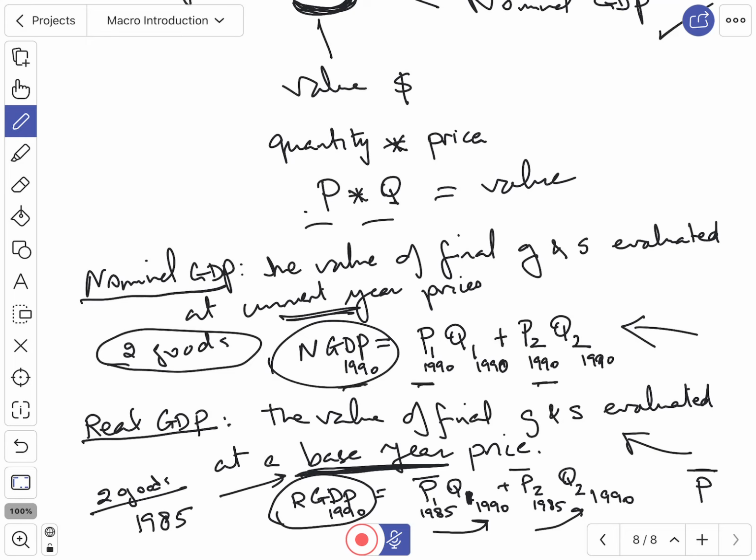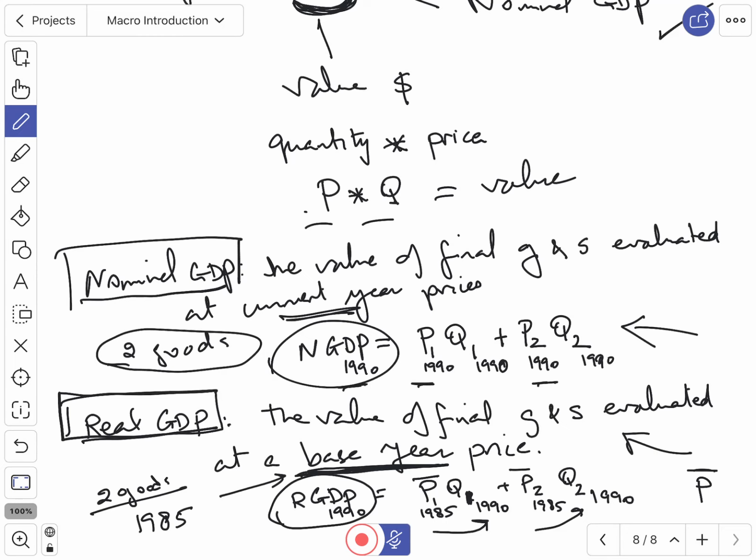Again, this one is the focus of economic growth. If you are concerned about how the economy is performing in terms of its production, then you would actually focus on real GDP. This one has a mixed effect of prices and quantity at the same time.